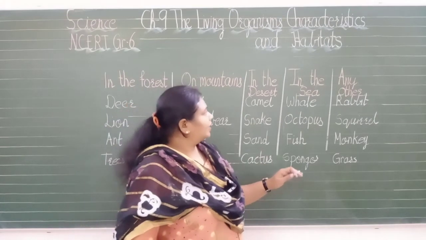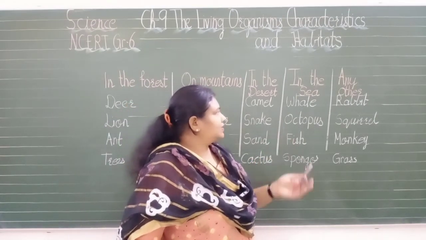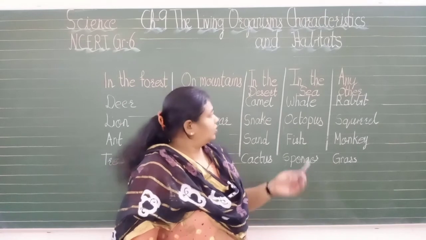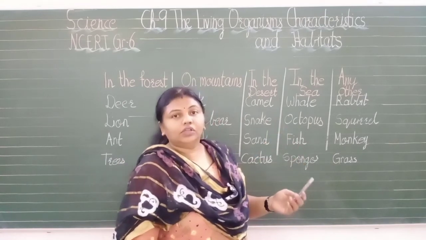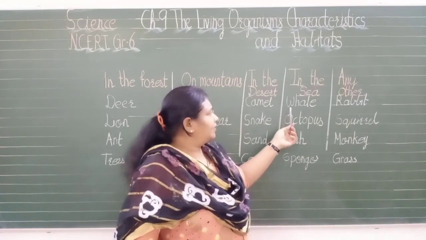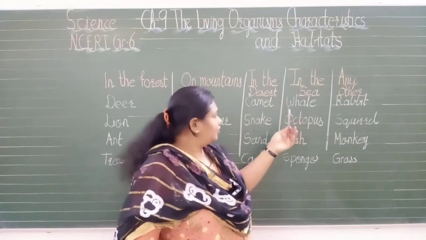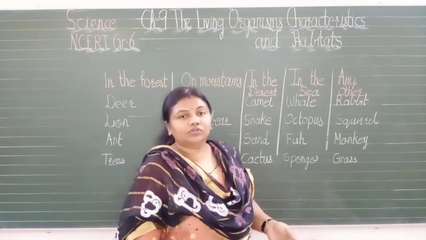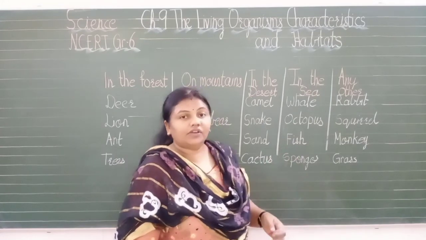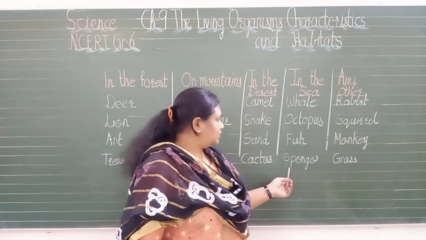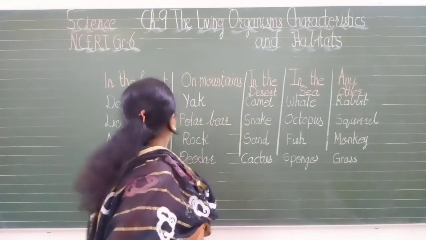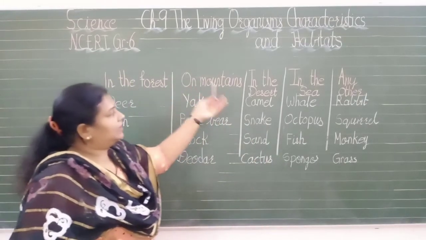Now, in the sea, all the things are surrounded by salty water, that is the saline water. So they take air from the water only. They take oxygen from the water only. Let us see some examples. Whale, dolphin, shark. By reading various books, you can find many examples. Octopus, and fish. Fish are also of different kinds. And sponges. Sponges are also found in the sea only. They cannot be found in the forest or on the mountains, neither in the desert.